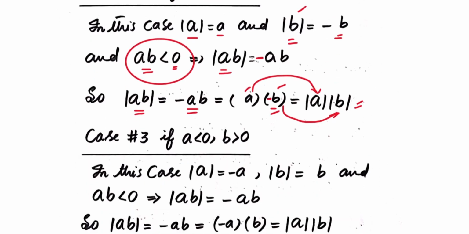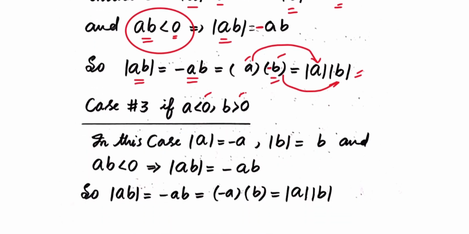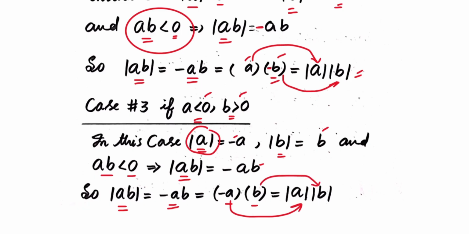Third case, if A is negative and B is positive. In this case, as A is negative, absolute value of A is minus A and absolute value of B is equal to plus B. Again, when A and B have an opposite sign, their product will be negative. In this case, the absolute value of AB is equal to minus AB. So we can write AB absolute is equal to minus AB, that can also be written as minus A into B. As minus A is the absolute value of A, we can replace minus A with A absolute and B with B absolute. Again, we have the same result.